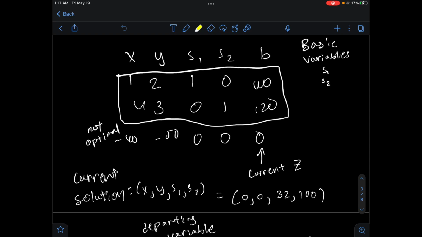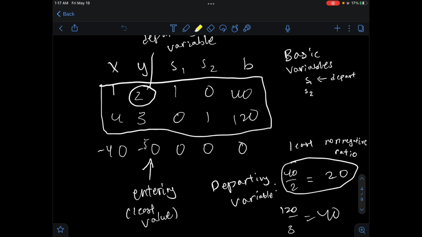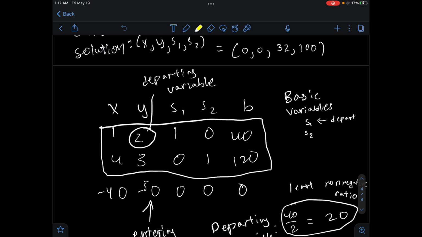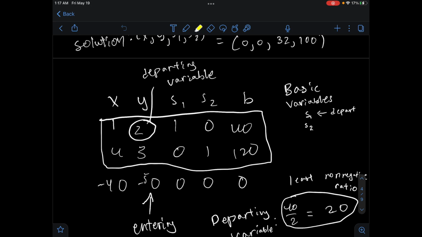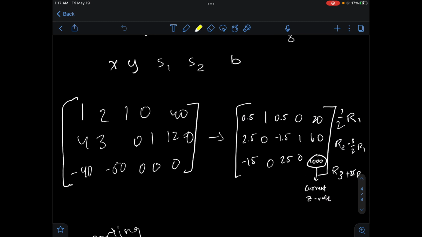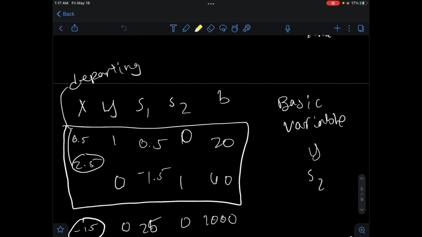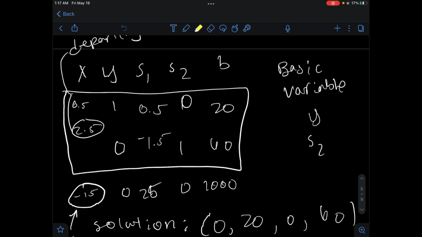Simply put, we have negatives on the bottom row, and we have to get those into non-negative form to get our maximized z. So we find our entering variable, which is the least value on the bottom row, and we find our departing variable, which has the smallest ratio with b, which is going to be at 20, and that will be as y is the entering variable and s1 is the departing variable.